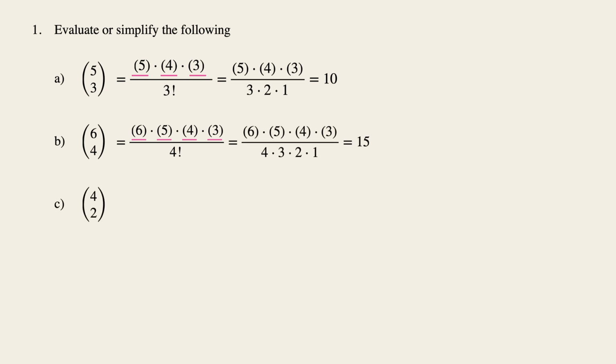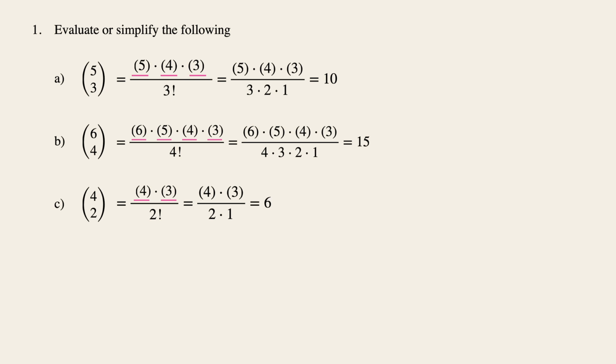Now how about 4 choose 2? Again, use this as a guide. Since we see a 2 over here, put 2 slots in the numerator and a 2 factorial in the denominator. In the numerator, start with 4, drop down by a unit, and fill this with 3. We will then have a value of 6.